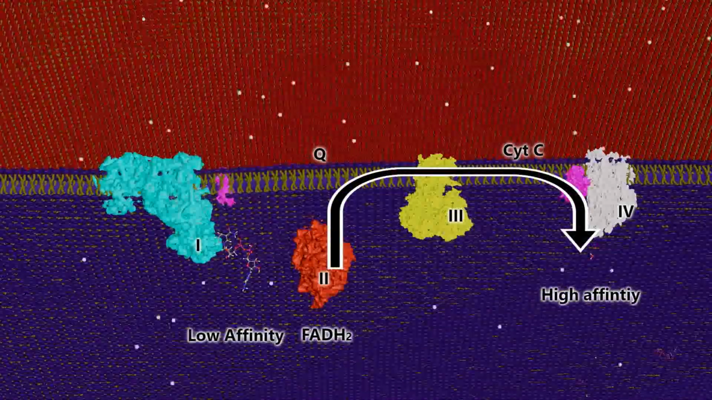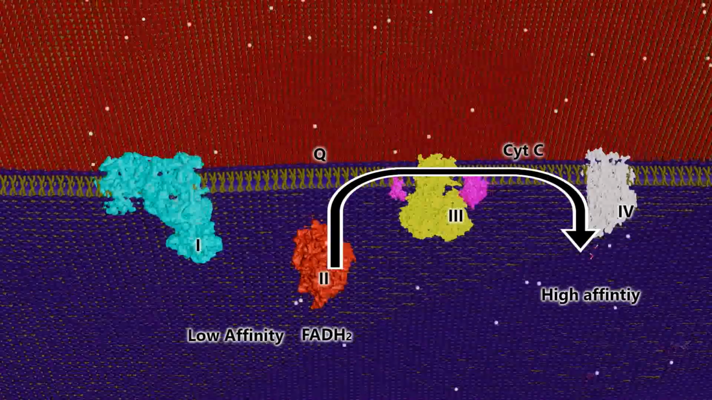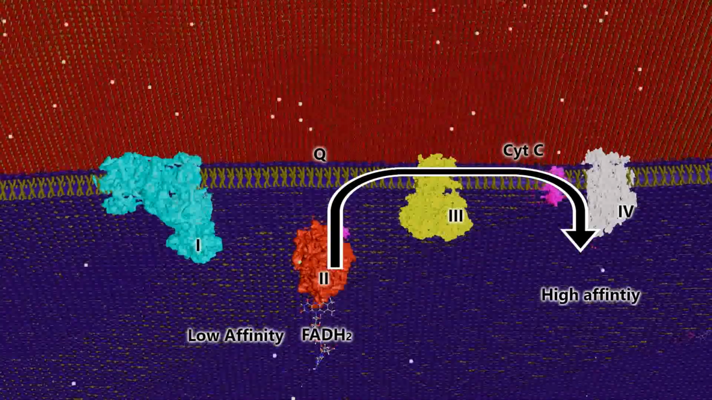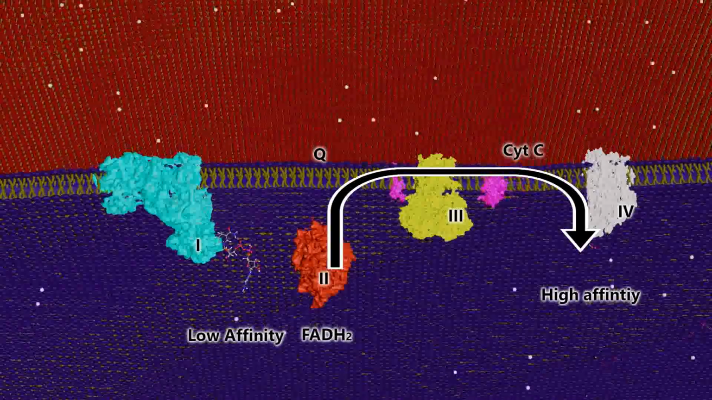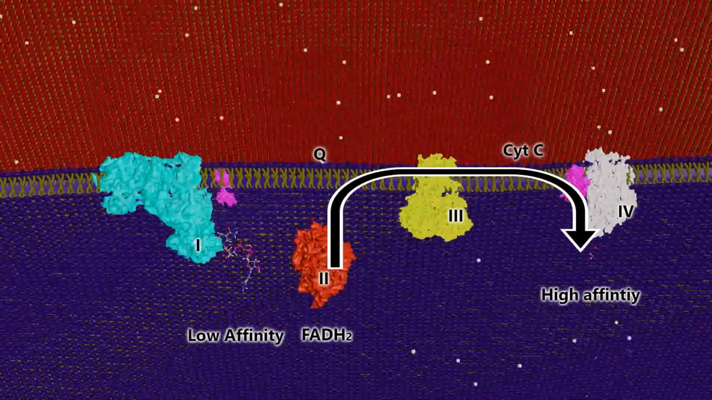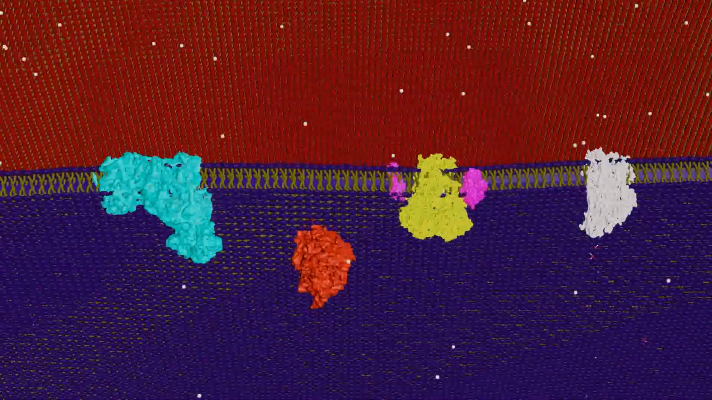Now the FADH pathway. FADH2 delivers its electrons to complex 2. Ubiquinone is going to pick up those electrons and carry that to complex 3. Cytochrome C picks up those electrons and delivers them to complex 4. And finally, we deliver them to the final electron acceptor, which is oxygen, to create our water molecule.